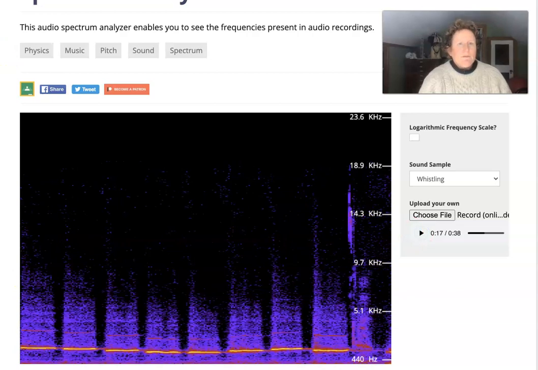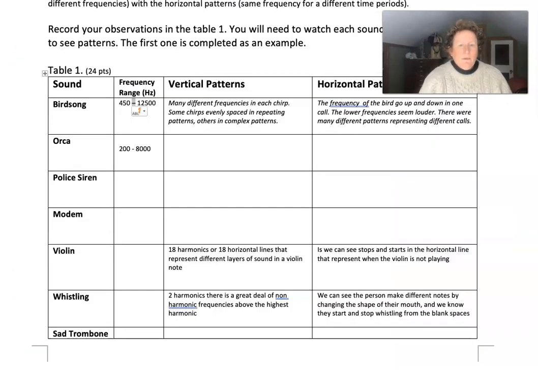So I'm going to go back to our sheet. 440 to 16 kilohertz. It's actually probably a little bit below 440. That's just where this range starts.